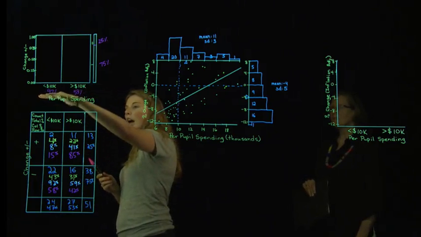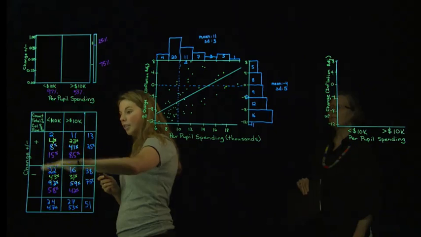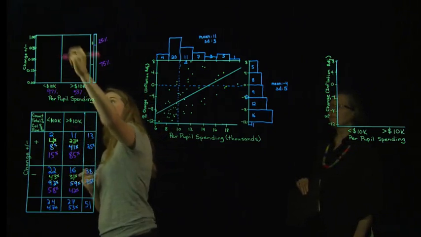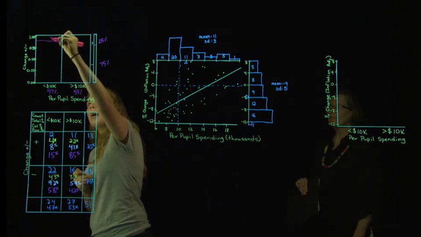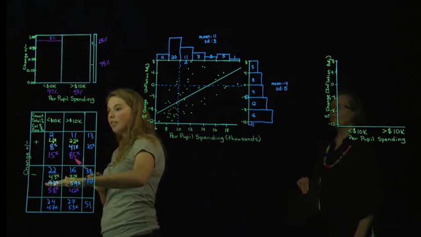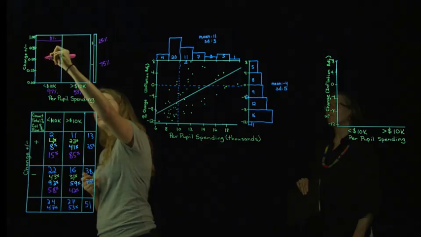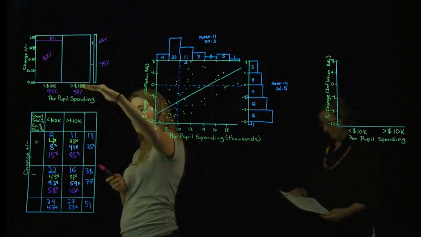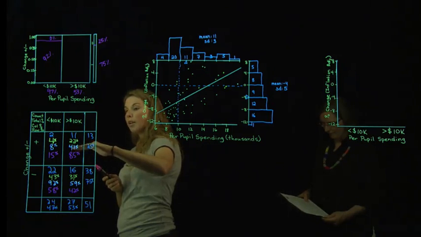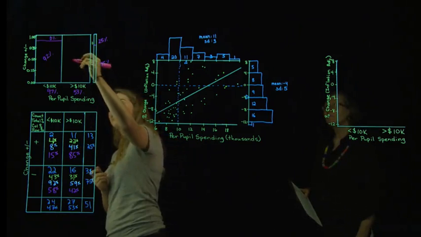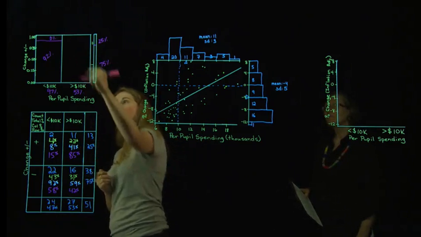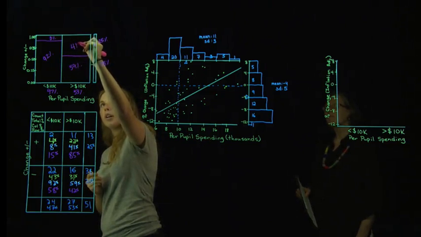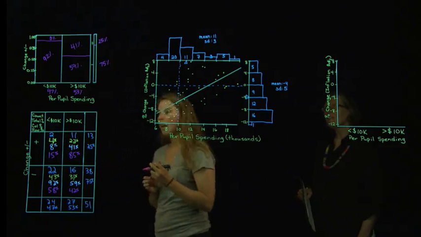All right, so we're going to take a look at the less than $10,000, the percent increase and decrease. So if we look here, 8% of states that spent less than $10,000 increased. So we're going to draw a line, and this is about 8%. And 92% of states that spent less than $10,000 decreased their spending. And then if we move over here to the greater than $10,000 spending, we see that 41% of states that spent greater than $10,000 increased their spending, and likewise 59% decreased their spending. So we have 59% decreased and 41% increased. And there we have a mosaic plot.